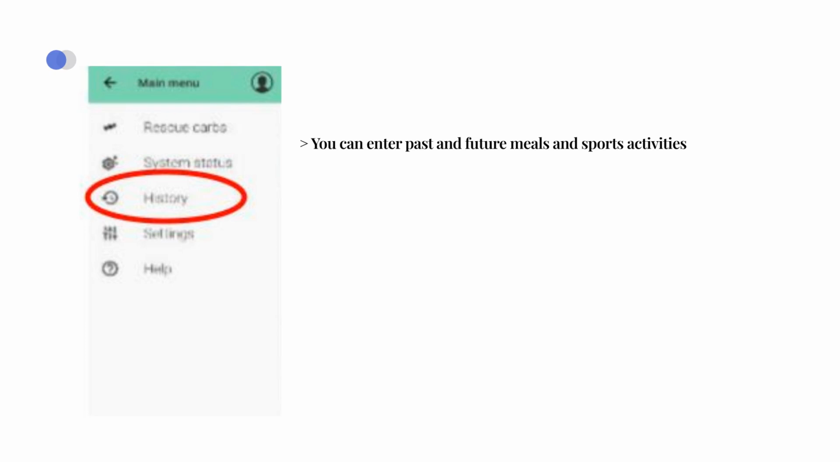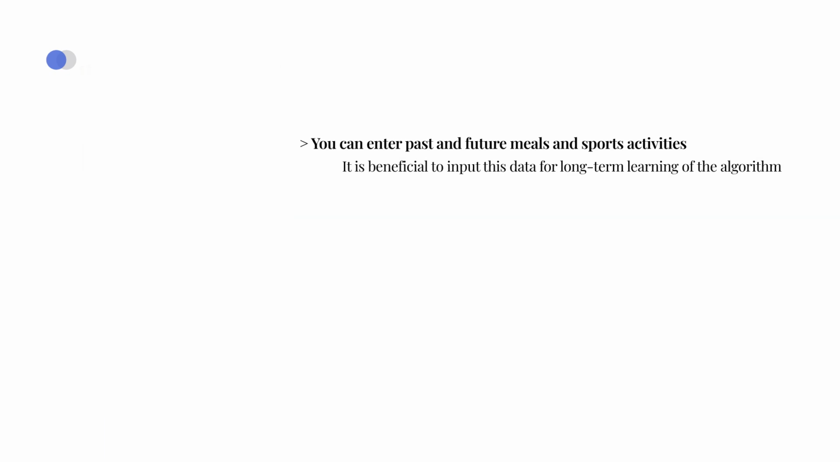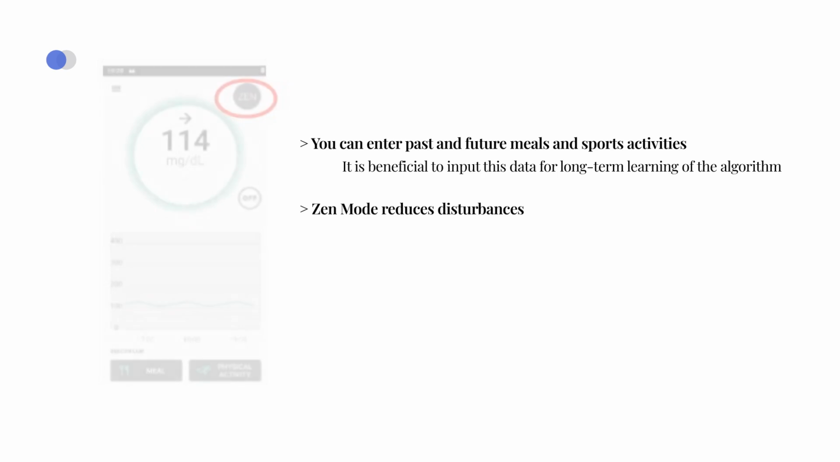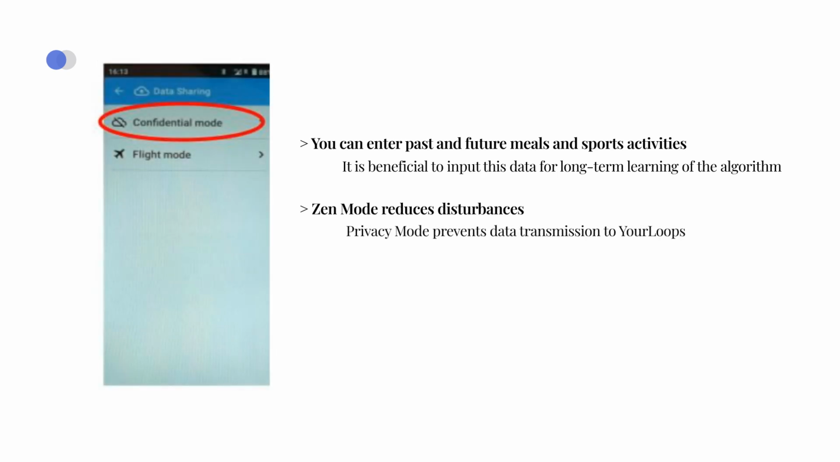You can enter past and future meals and physical activities. Even if you forgot to enter a meal or activity, it's still beneficial to input it later for auto-learning by the algorithm. The DBLG1 system offers 2 additional modes: Zen mode, which reduces the risk of hypoglycemia, and confidential mode, which temporarily prevents data transmission to your loops.